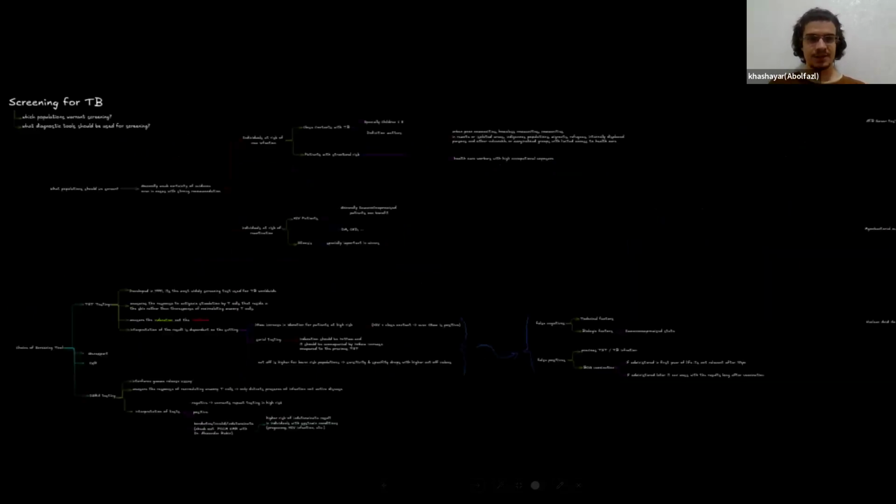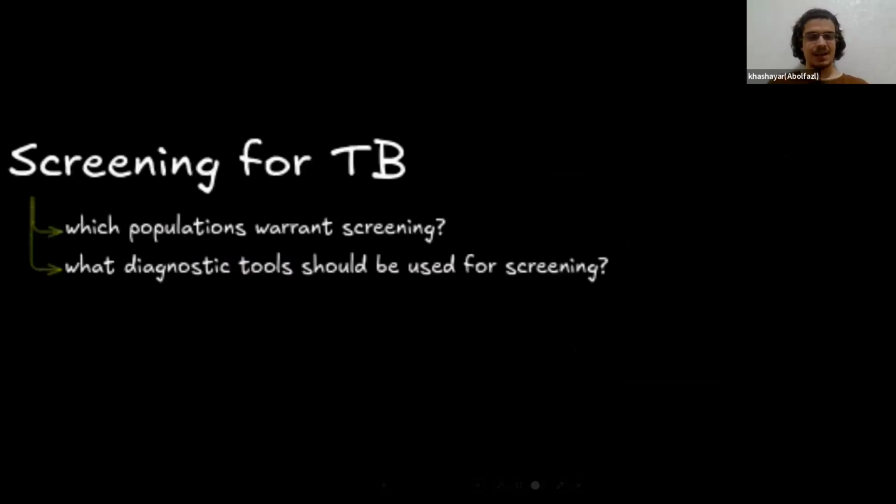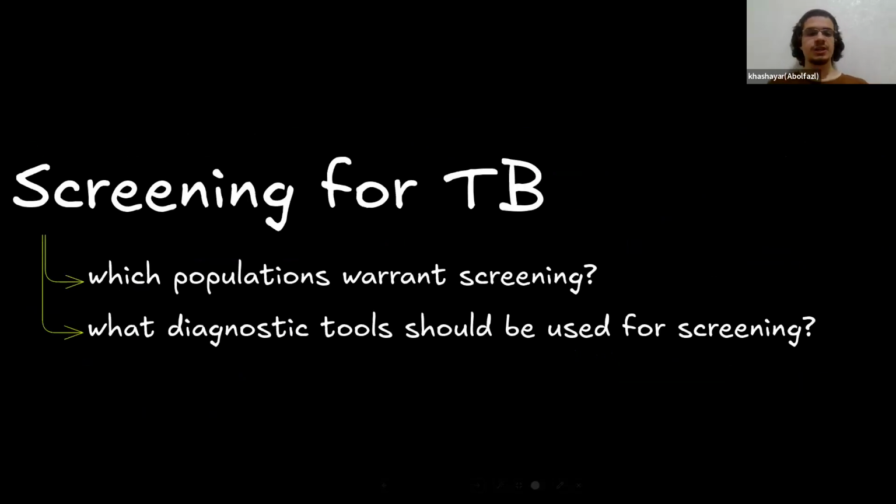I'm going to go over screening and definitive diagnostics. Let's first start with screening for TB. When we're screening for TB, we have to answer two questions. Which populations warrant a screening, and what diagnostic tools should be used for screening?